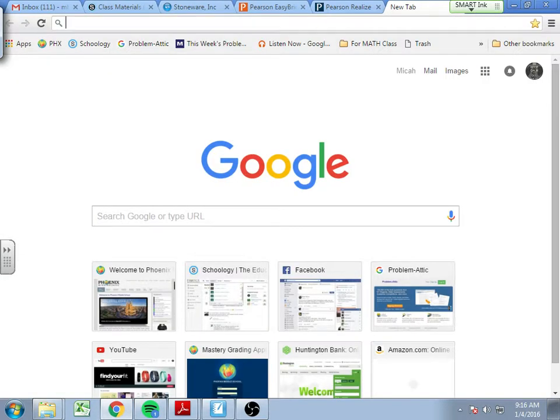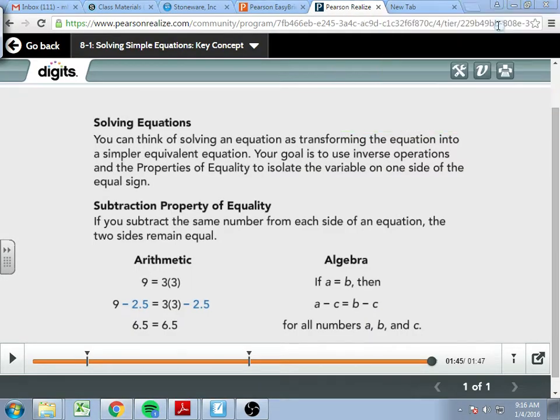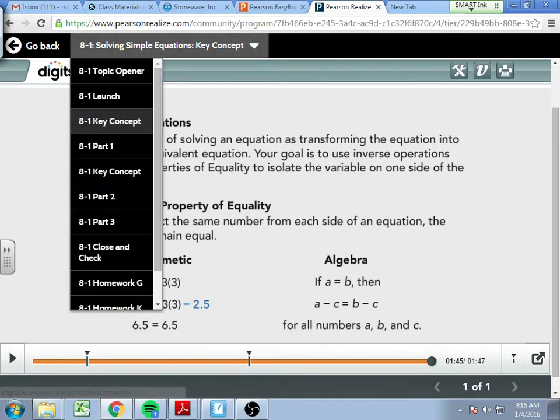I do not need a new tab. Thank you, though. There we go. Apparently this is taking some time to warm up this morning.